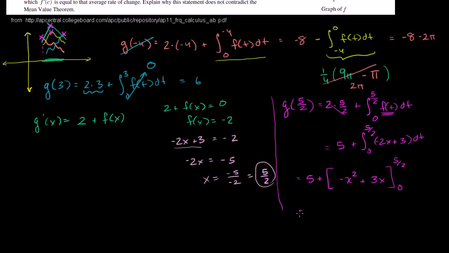So this is going to be equal to 5 plus, and I'll do all of this stuff right over here in green. So when we evaluate it at 5 halves, this is going to be negative of 5 halves squared. So it's going to be negative 25 over 4 plus 3 times 5 halves, which is 15 over 2. And then from that, we're going to subtract this evaluated at 0. But negative 0 squared plus 3 times 0 is just 0. So this is what it simplifies to.